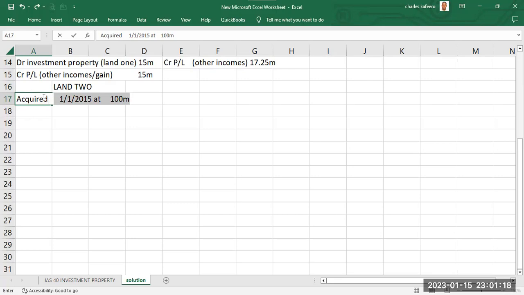It was acquired on 31st December 2015. The price was 80 million.